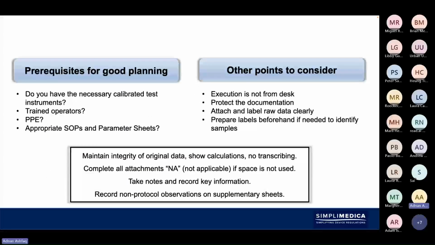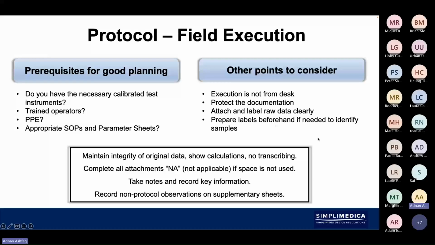It's one of the key things about a successful qualification: being organized, and you might want to apply something like the 5S principles, or in the West, it's very often known as the CANDO principles: clean, arrange, neat, discipline, and organization or orderliness. So good planning, making sure that you've got everything in advance. Do you have the necessary calibrated tests, trained operators, PPE? The appropriate SOPs and the parameter sheets.